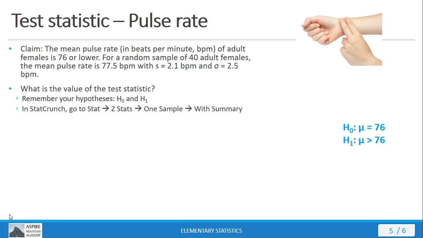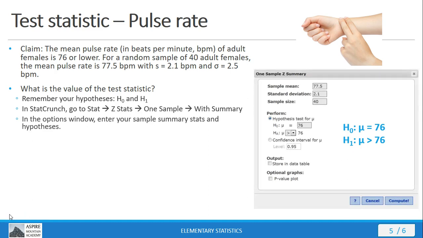Then we go to StatCrunch. We're going to go to Z-stats, because we do know what the population standard deviation is. So we want a Z-score. One sample, because we have just the one sample, with summary, because we don't have any actual data. So we're just going to use the summary stats given there in the problem statement.